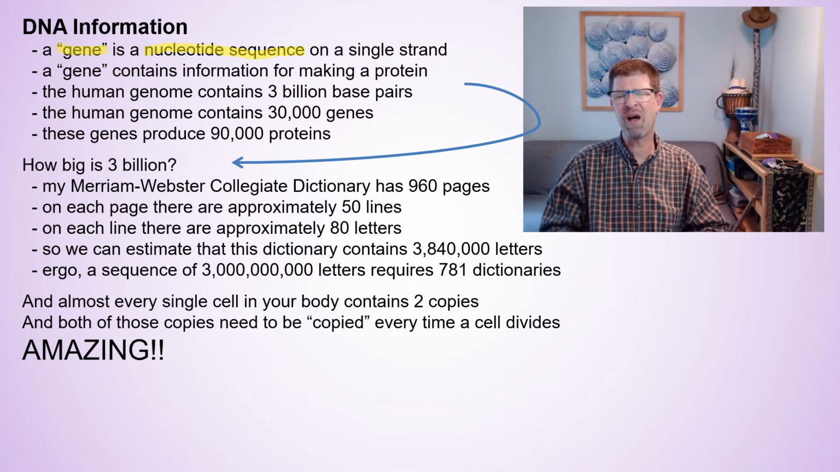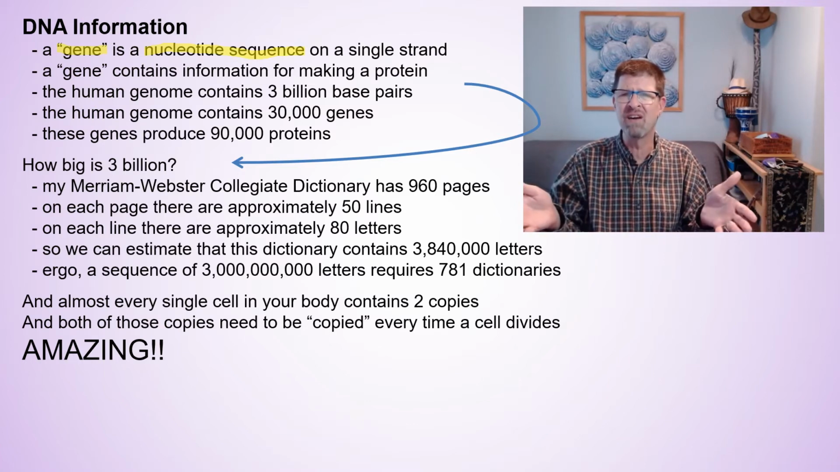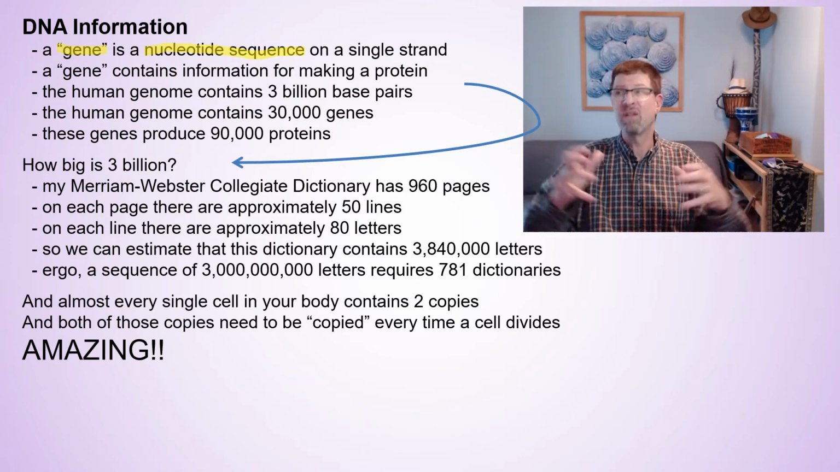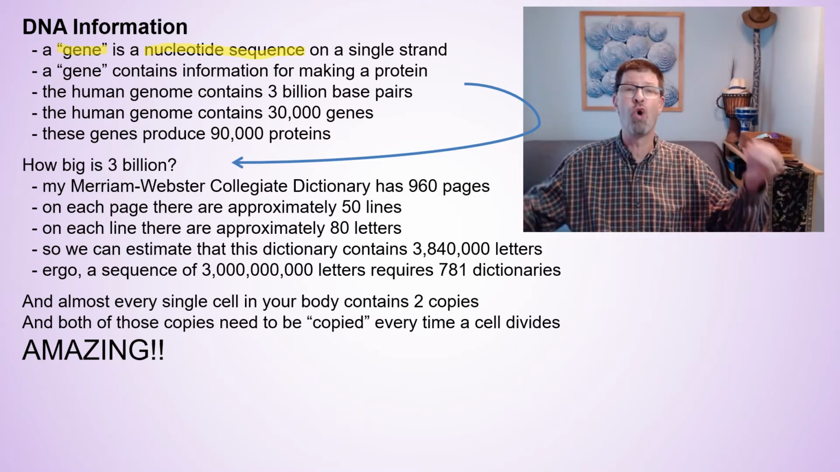How is that possible? How can we just put these 4 letters together? I mean, there's 26 letters in our alphabet, right? How can we just put 4 letters together to create instructions for making an enzyme? Well, it's because the strands are so long.